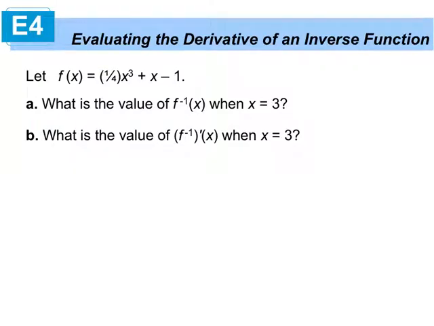Okay, so this is not a big deal, it's just trying to drill home what we already talked about, that if a point is on the function, its opposite point is on the inverse function. So without finding the inverse function, can I figure out what the y value of the inverse is when x equals 3?